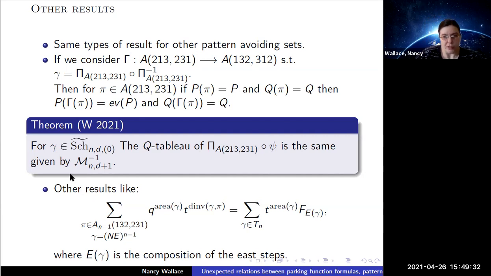And I have other results of this type. So this gives formulas for the sum of pattern avoiding permutations, where you see them as parking functions with area 0, q to the area, t to the dinv of the path and the word, is equal to just taking a path in the staircase grid, taking the area and the fundamental quasi-symmetric function, where the composition is only the E steps of your path.